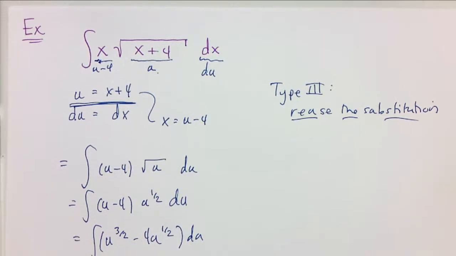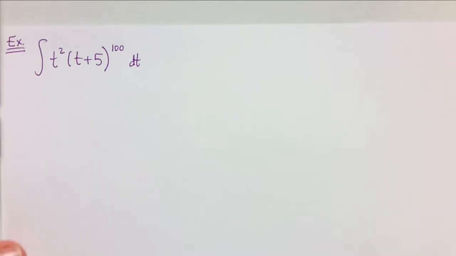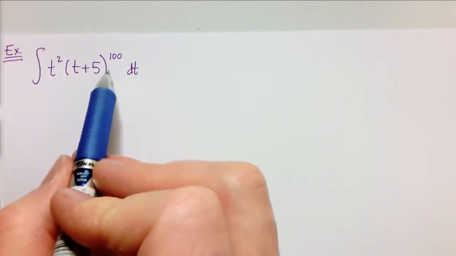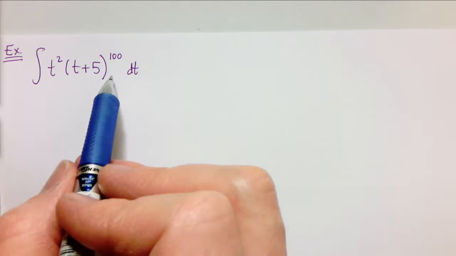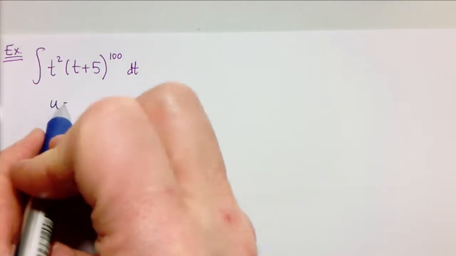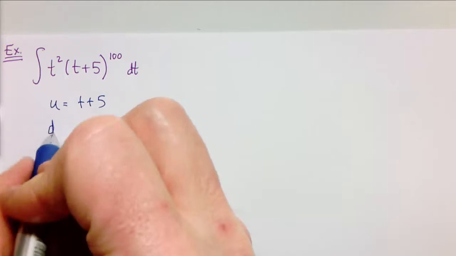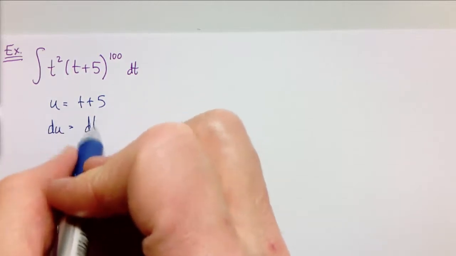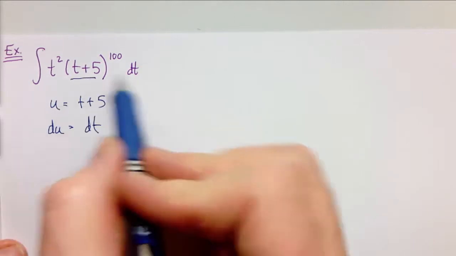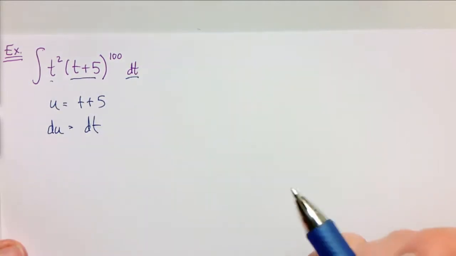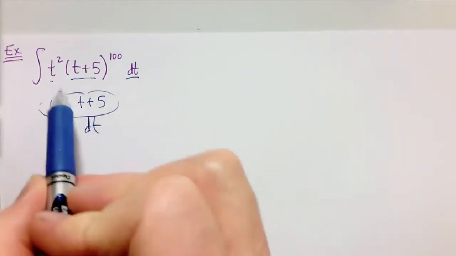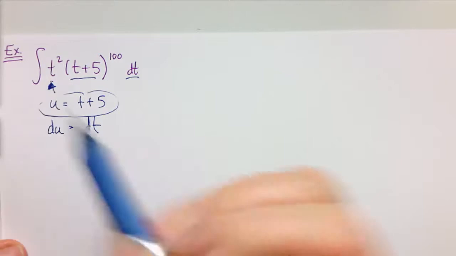All right. Let's see one last example of a type 3. Now one way to do this would be, of course, to multiply the whole thing out, but that's monstrous and completely unnecessary. So I'm going to take u to be the inside function. du is the differential, so the derivative of t plus 5 is 1 times dt. Right, so I've got u to the 100 du, and I have this t squared left over. That makes it type 3. I've got to reuse the substitution to rewrite this last t squared here.